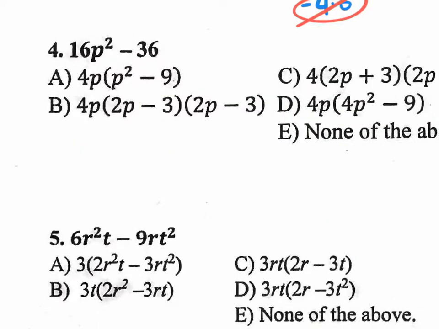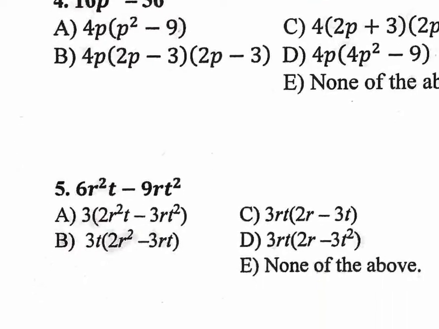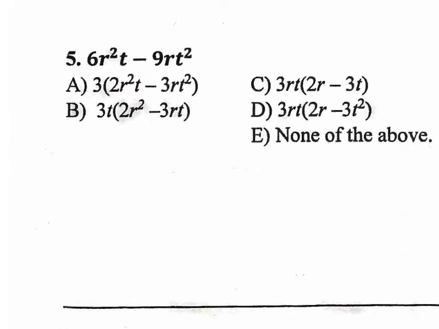So number 4 is identical to number 4 on version A. So if you want that explanation, go to version A and check out that video. Number 5. Okay, so on number 5, it might look the same as version A, but it is slightly different. So let's pull out the GCF. And when you look at 6 and 9, there's a multiple of 3. If you pull out that multiple of 3, but then again, there's also R and R, so let's pull out an R as well. And there's T's, so let's pull out a T as well.